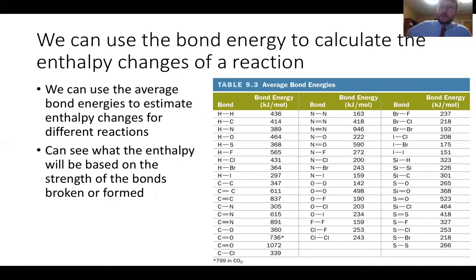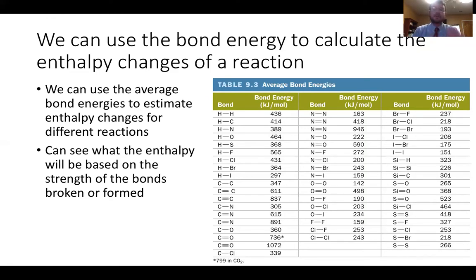So here's one more way. We looked at 3 ways to calculate delta H: through a calorimeter, through Hess's law, and through standard formation. Here, we're going to use bond energies to calculate the enthalpy changes of a reaction. So we can calculate delta H of the reaction through the breaking and the reformation of a bond. We can use the average bond energies to estimate the enthalpy changes, right?